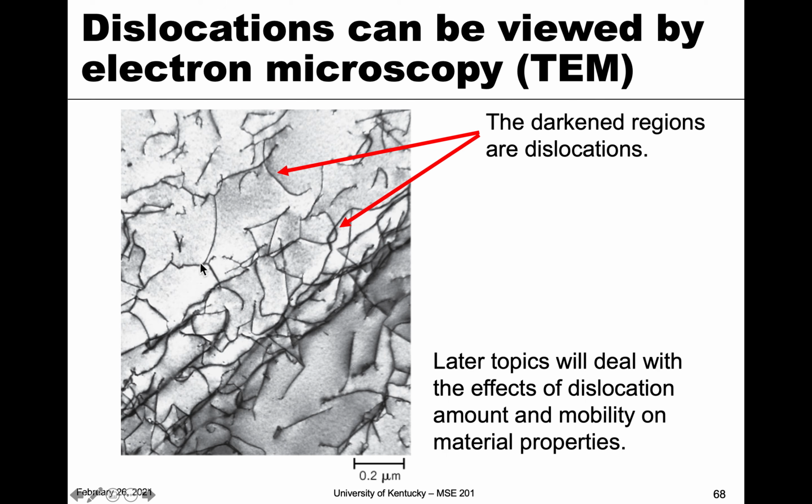And so in this material, the darkened regions are those distortions, and they are lines. So these are the distortions, the dislocations within a single crystal material that we have. And so we will later in this chapter talk a little bit more about electron microscopy and how it gets these images to some extent.